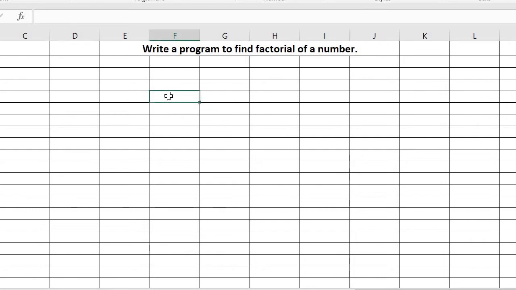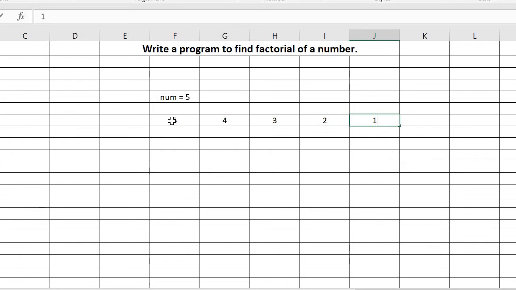Let us assume I have taken a number num is equal to 5. So what am I supposed to do? I have to multiply the number with all of the numbers which are before it. For example, 5 into 4, 3, 2, 1.